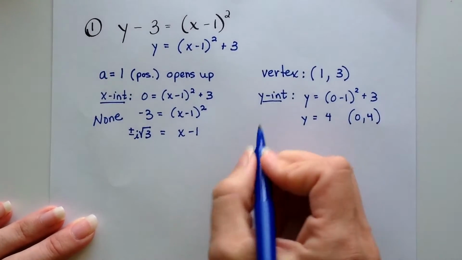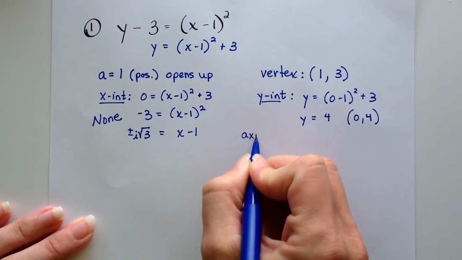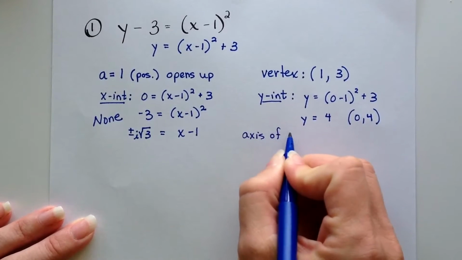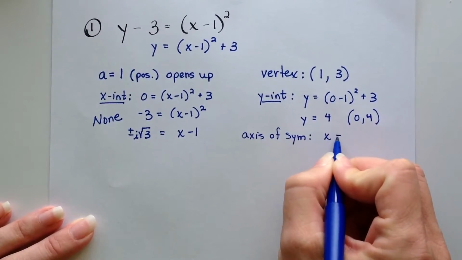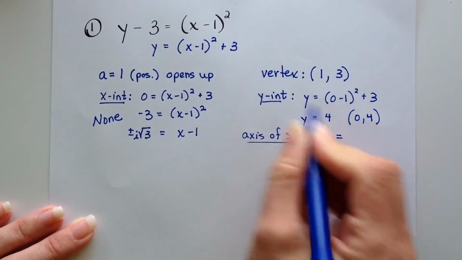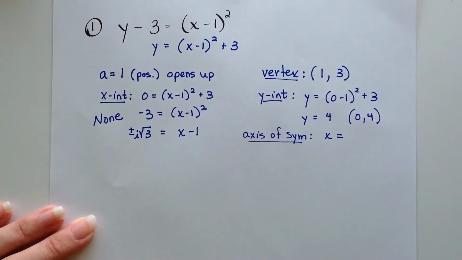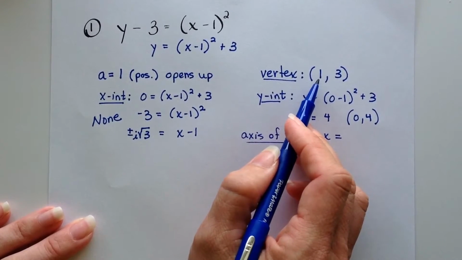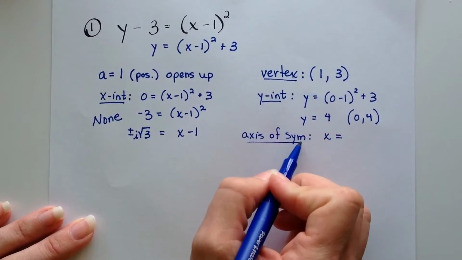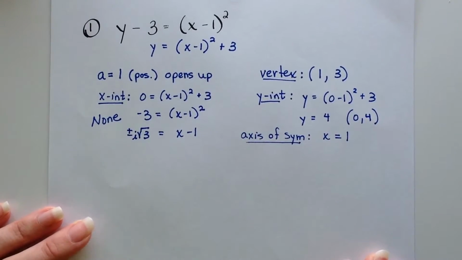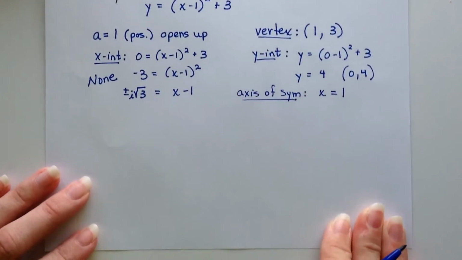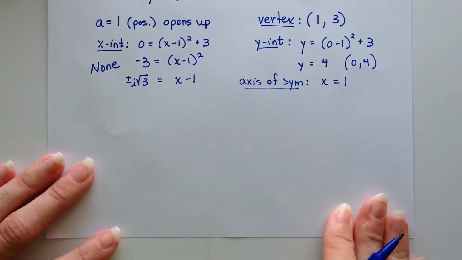Okay, I also want you to identify the axis of symmetry. Okay, that was always a vertical line. So I said always do x equals, but it's always equal to the x coordinate of the vertex, because the axis of symmetry always goes through the vertex, so that would be equal to 1. All right, now taking this information and graphing this.